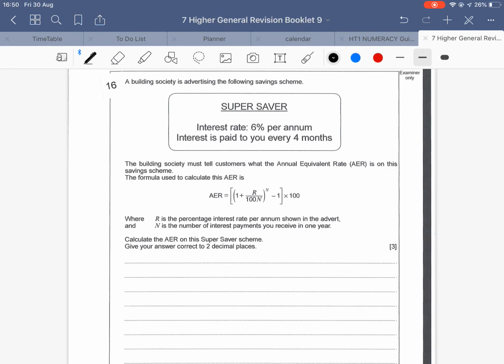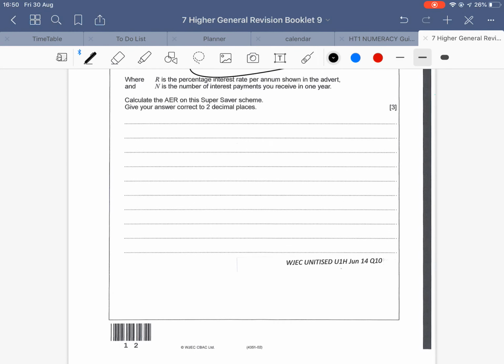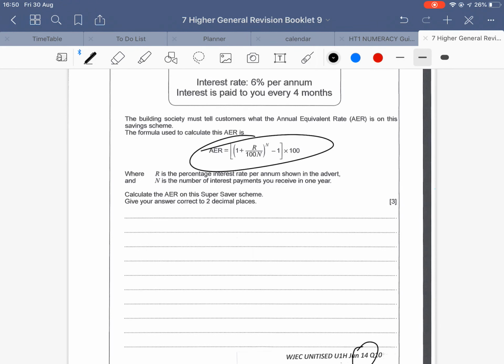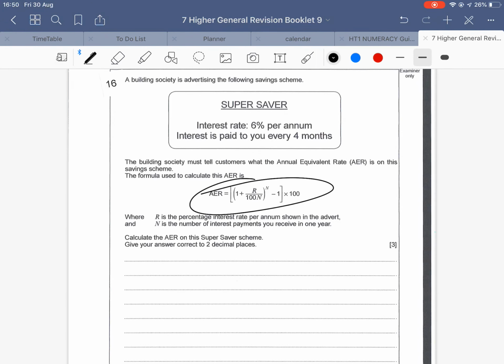Question 16. A building society is advertising the following savings rate. Oh, we haven't had any AER question in all these booklets. The formula that you see here is not normally here. This is from an old paper, from 2014. So don't use that, because I haven't taught you that way. If you look back in your books, you should have the AER formula. If you quick Google it, you might see this one. You can use that one if you want, but it's not the way I've taught you.